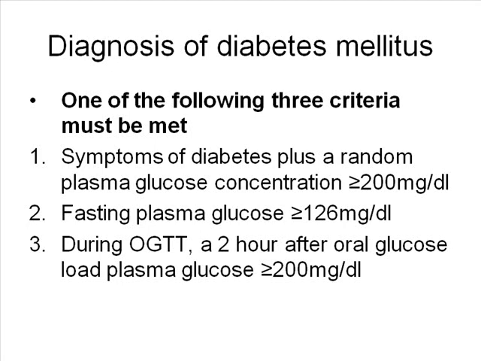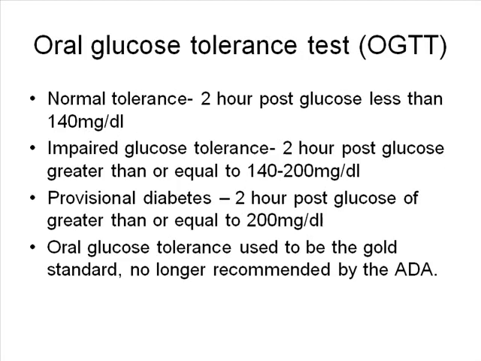So to diagnose diabetes, you need a random blood sugar concentration of greater than or equal to 200, or a fasting plasma glucose greater than or equal to 126, or during an oral glucose tolerance, a 2-hour after the oral glucose tolerance load greater than or equal to 200. So these are what the American Diabetes Association has put forth for the criteria to diagnose diabetes.